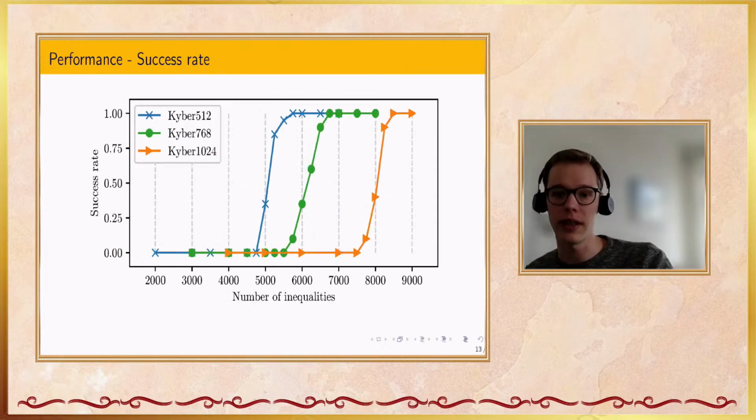How many faults do we need? Here on the left side, we see the success rate and the number of inequalities. Remember, one inequality corresponds to one fault, corresponds to one decapsulation. And depending on the version, for Kyber 512, to be certain to be able to recover the secret key, we need 6,000 faults. For Kyber 768, we need about 7,000 faults. And for Kyber 1024, we need about 8,500 faults.